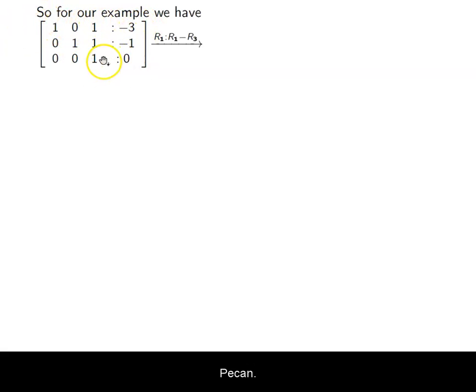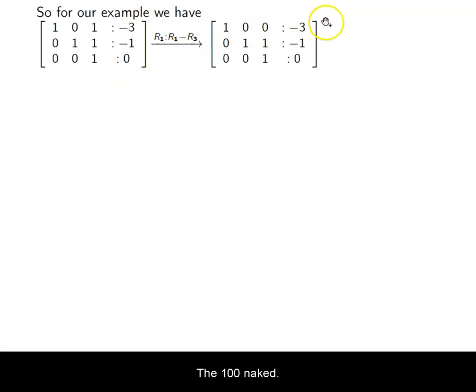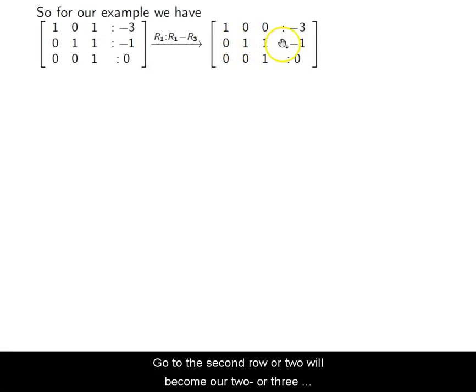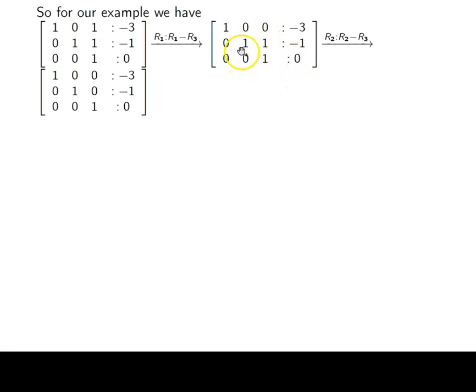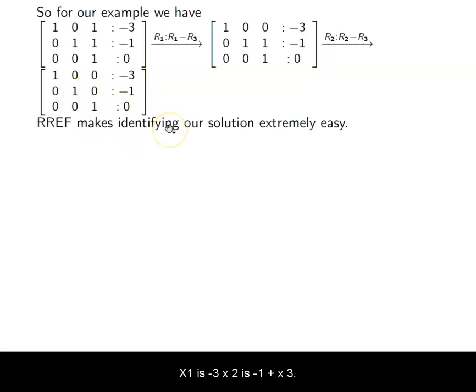So R1 becomes R1 minus R3. So 1 minus 0 doesn't change. 0 minus 0 is not going to change. 1 minus 1 and -3 minus 0. So 1, 0, 0, -3. Next, I'll do it to the second row. R2 will become R2 minus R3 because there's a 1 here and a 1 here. And so 0 minus 0, 1 minus 0, 1 minus 1, -1 minus 0. And now I have my answers. x1 is -3, x2 is -1, and x3 is 0.